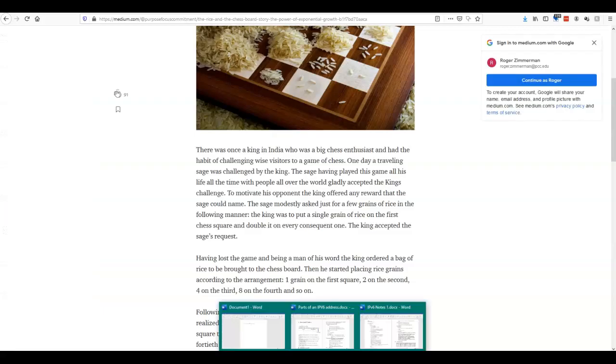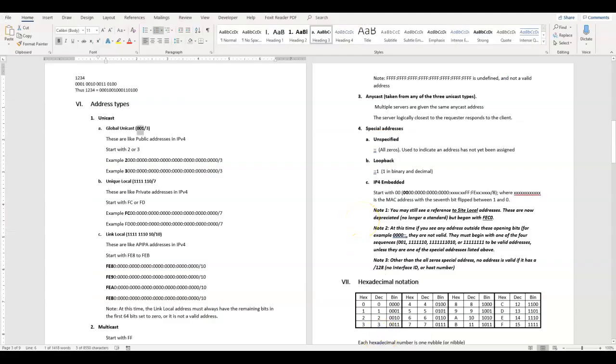Alright, that's not what I wanted. Let's get back here. Alright, next is the unique local. These are very much like private addresses. These are used on the local network, and they're not used on the public network. That is to say, they're not routed out on the public network. And they always begin with either FC or FD. And again, here is why.